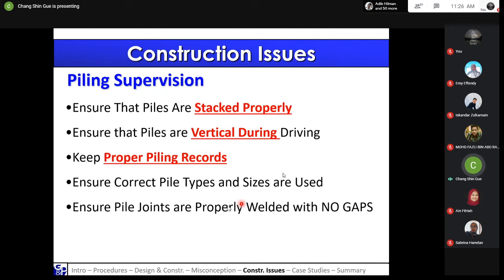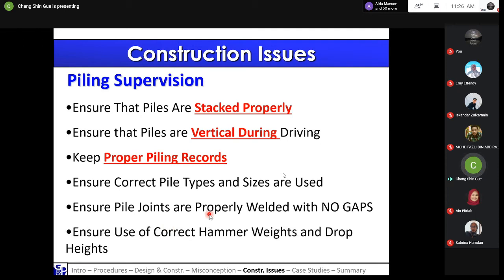And also, it's important to ensure pile joints are properly welded with no gaps, and to ensure that you use correct hammer weights and drop heights, or else you'll be having too much stress on your pile and you may damage your pile.